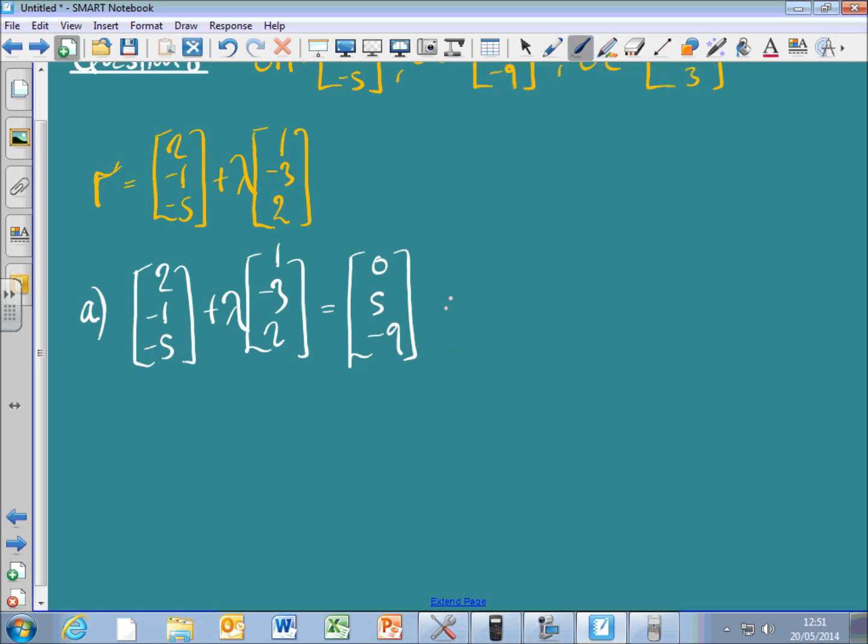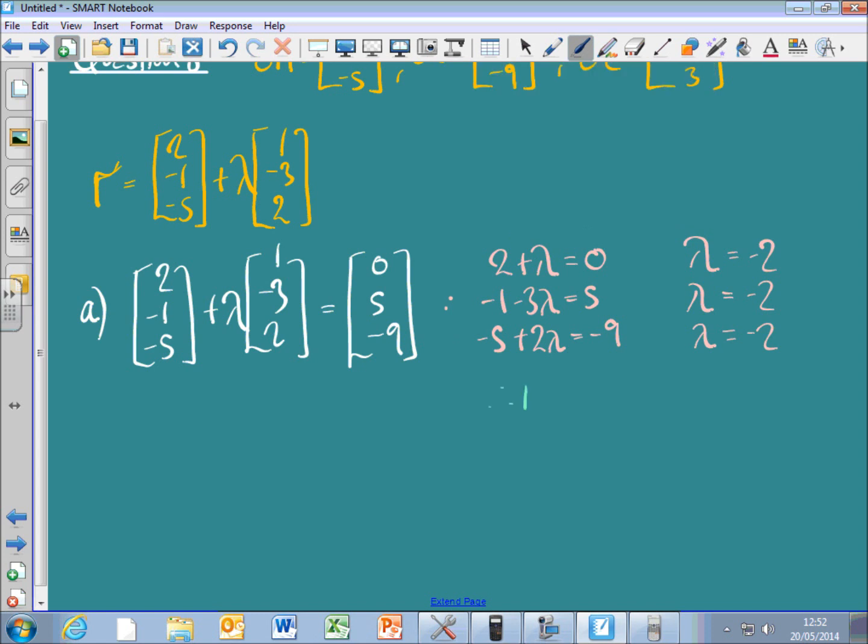Just looking at the x's, I get that 2 plus lambda equals 0, and that gives me lambda equals -2. And looking at the y's, I've got -1 - 3 lambda equals 5, and if I sub in -2 for lambda, that satisfies that as well. And finally I've got -5 plus 2 lambda equals -9, and if I sub in -2, I get -9, so that's satisfied. So I have to check that all the lambdas are the same for each one. Okay, so therefore point B is on L.